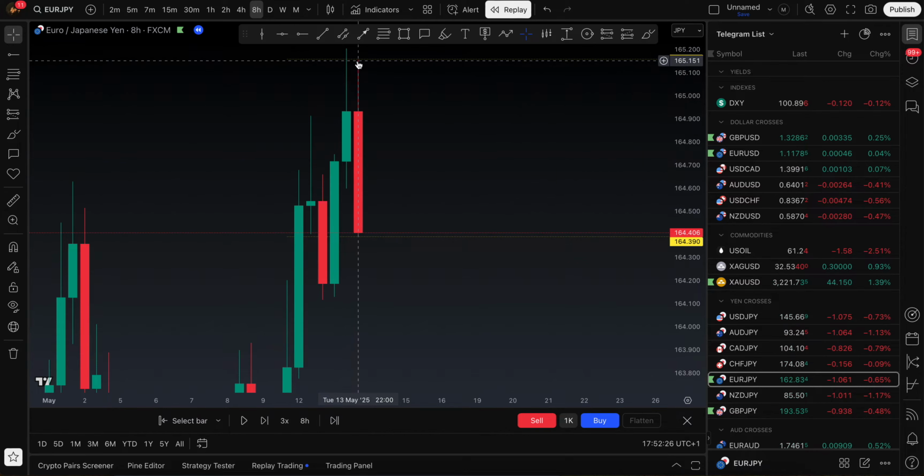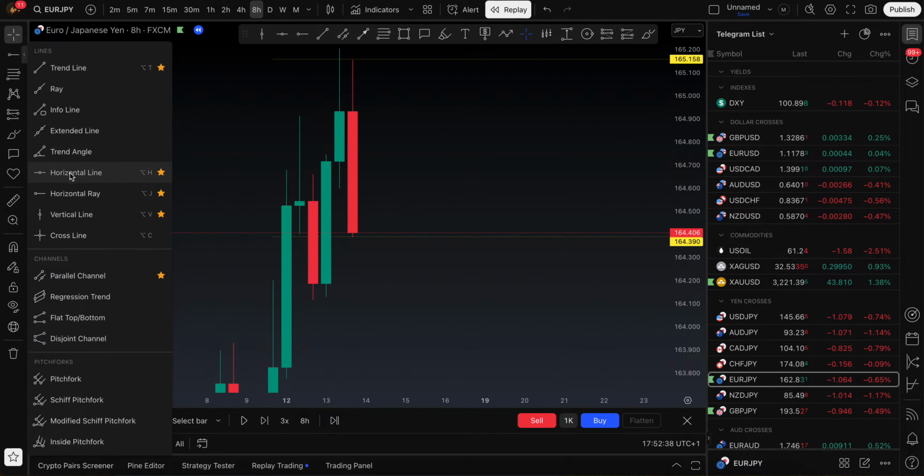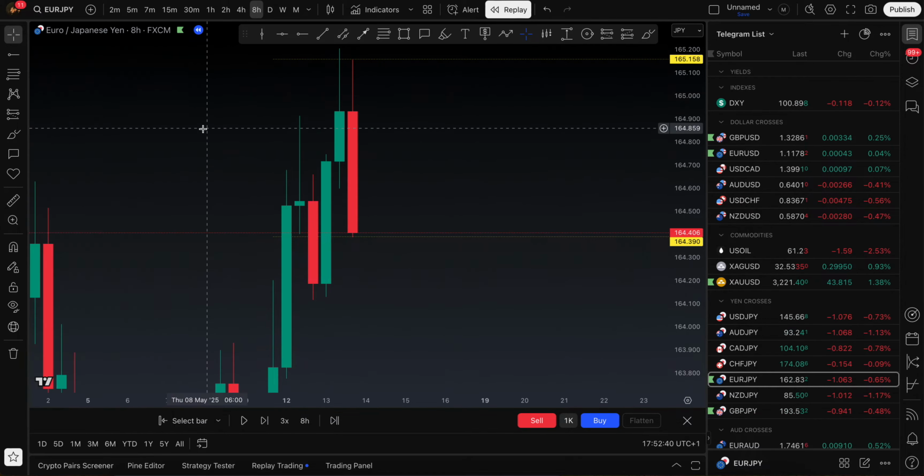The Asian session starts at 10 p.m., or this 8 hour candle, and ends at 6 a.m. So you want to mark using the horizontal ray tool, which is in this top corner here on TradingView. You want to mark the top and you want to mark the bottom. This is on the 8 hour time frame. This strategy works very well on Euro JPY and GBP JPY.